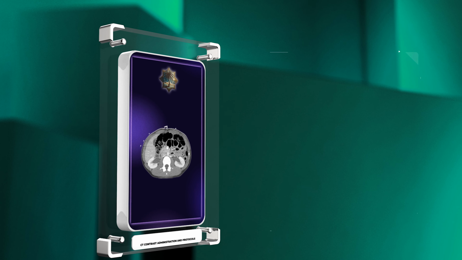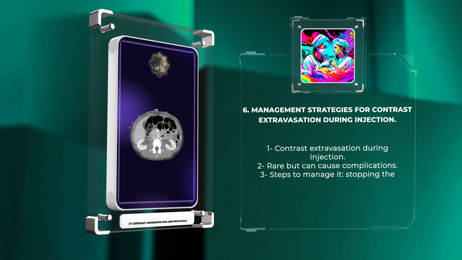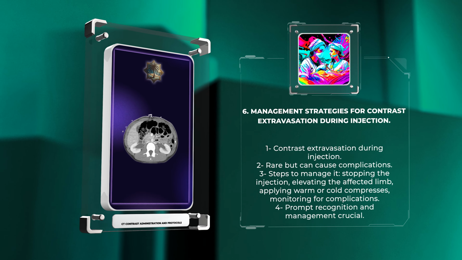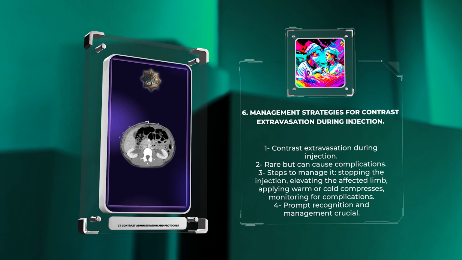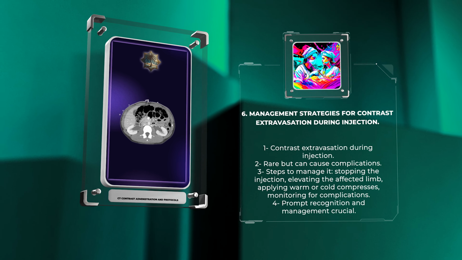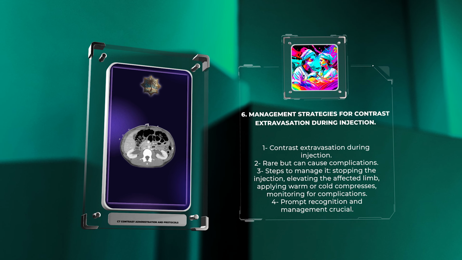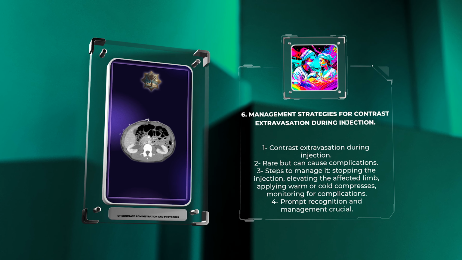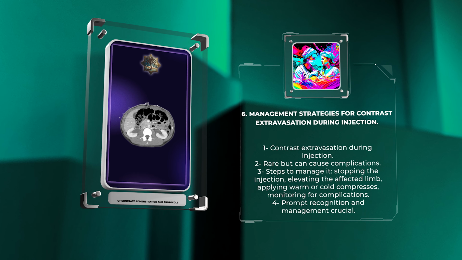Contrast extravasation during injection is rare but can cause complications. Steps to manage it include stopping the injection, elevating the affected limb, applying warm or cold compresses, and monitoring for complications. Prompt recognition and management are crucial to prevent harm and ensure patient comfort.